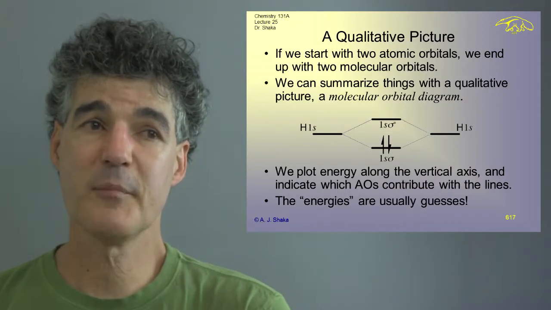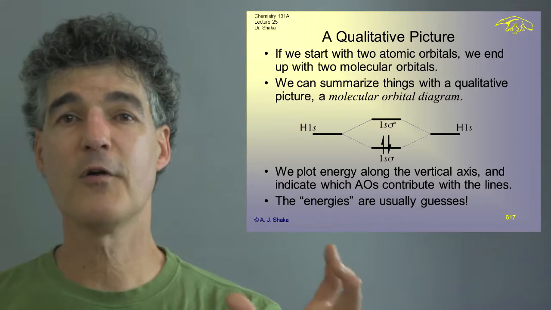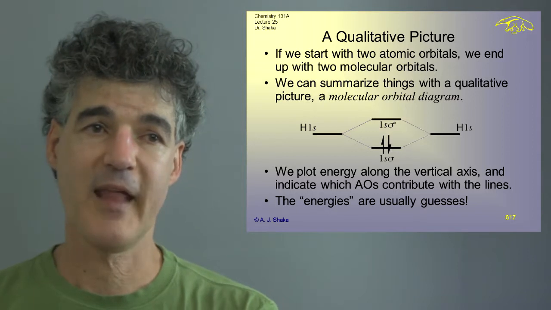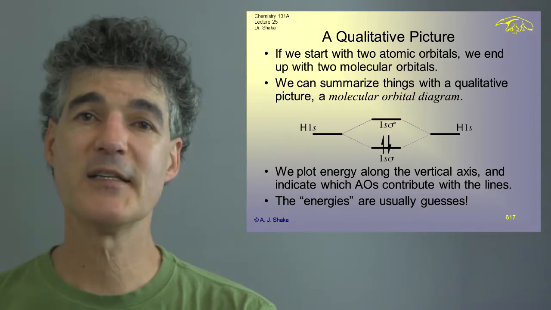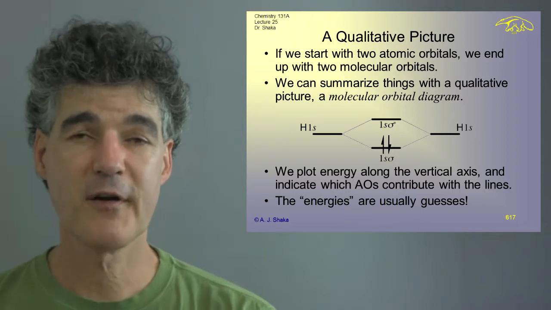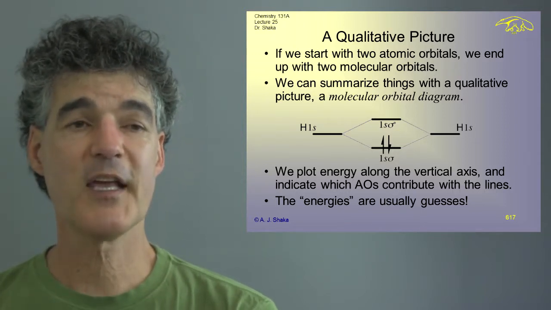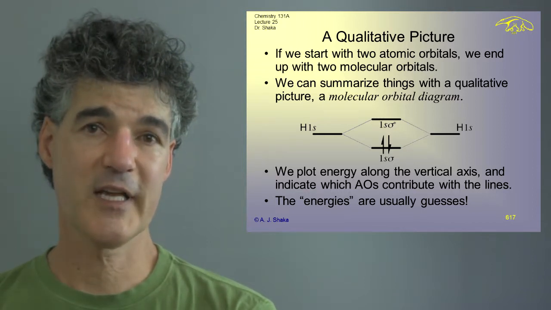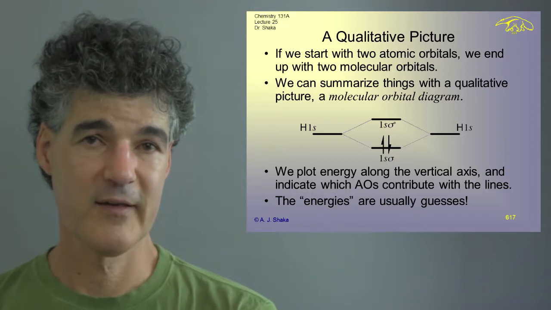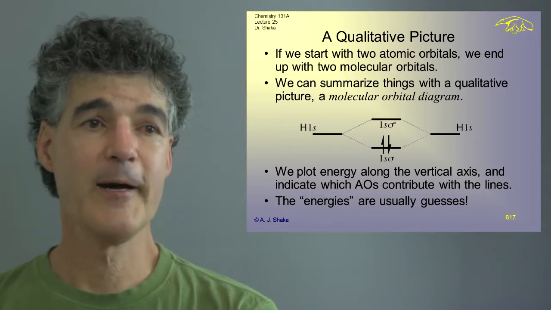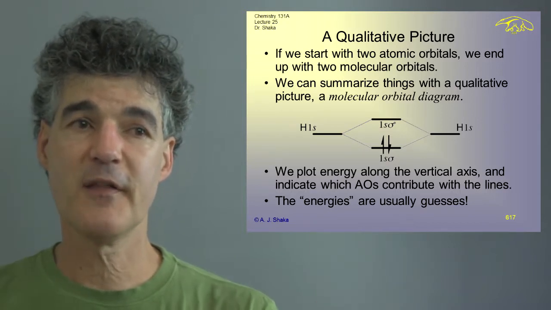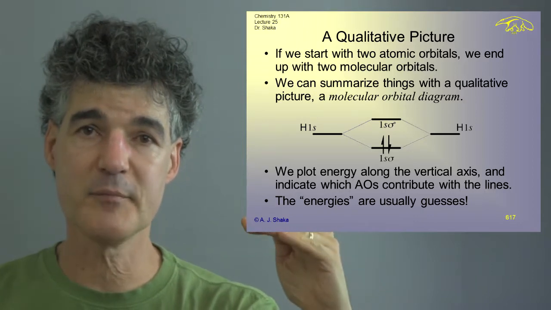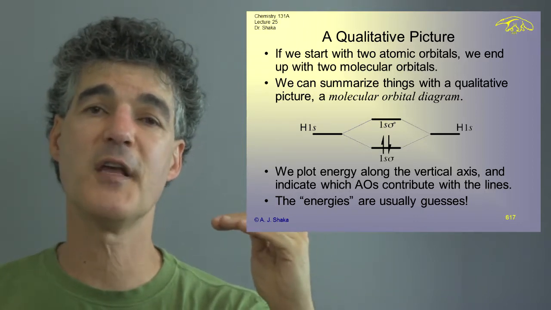So here's our qualitative picture. If we start with 2 atomic orbitals, we end up with 2 molecular orbitals. And we can summarize things with this qualitative picture here on slide 617, which is a molecular orbital diagram, which some of you may already have used without understanding exactly what it meant in detail before. We start out with the energy on the ordinate, and we put lines for the energy of the isolated atoms. We have 2 hydrogen atoms, so they have the same energy.